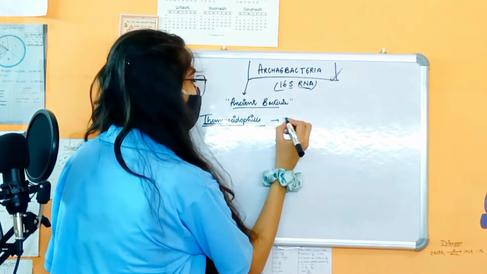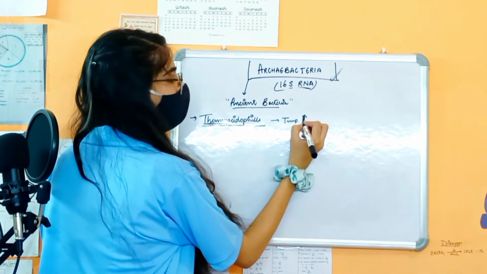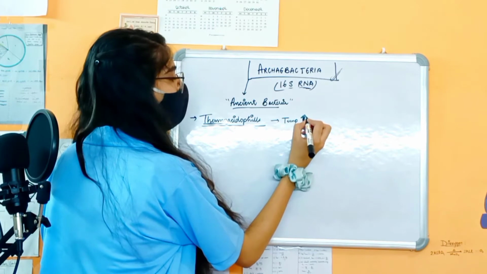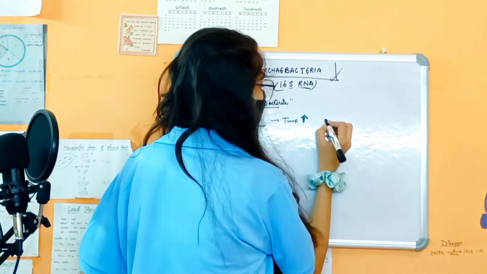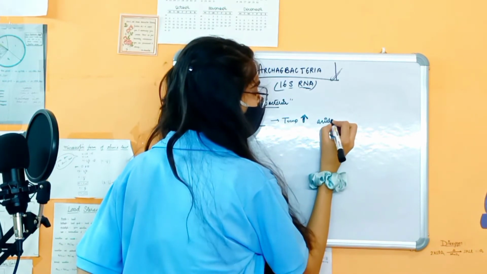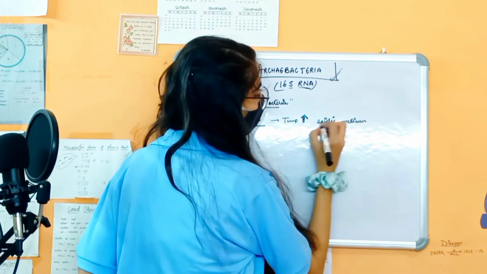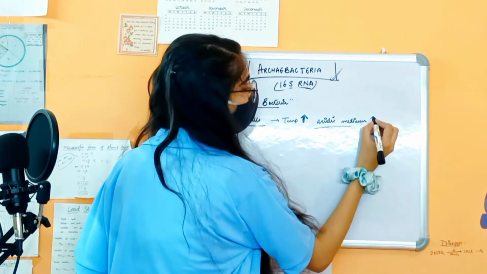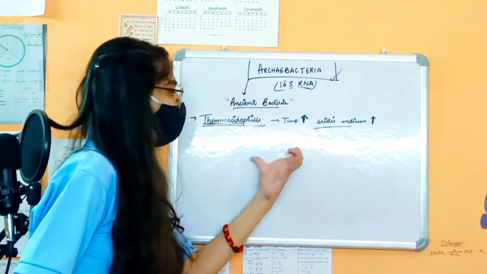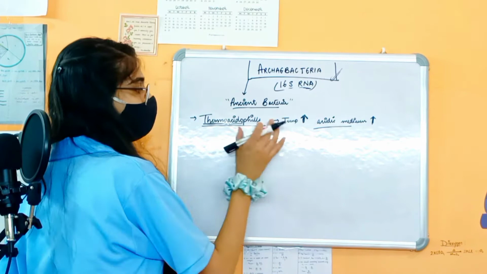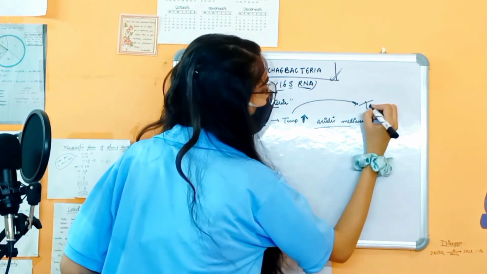Thermo means temperature, heat. They can survive in high temperature, plus acido means acidic medium. They can survive in highly acidic medium as well as high temperatures. So these can tolerate high temperatures. The example for this is Taq polymerase.